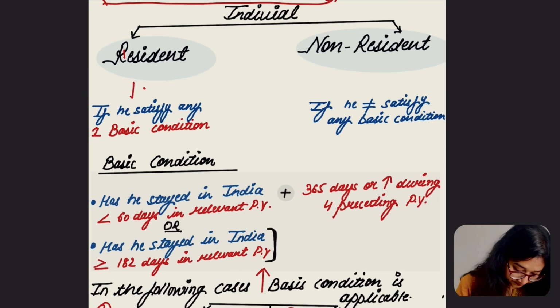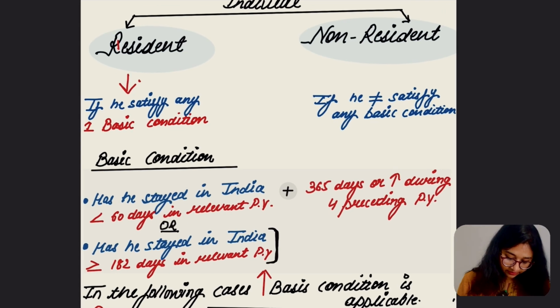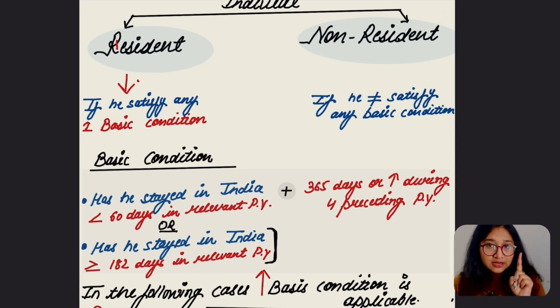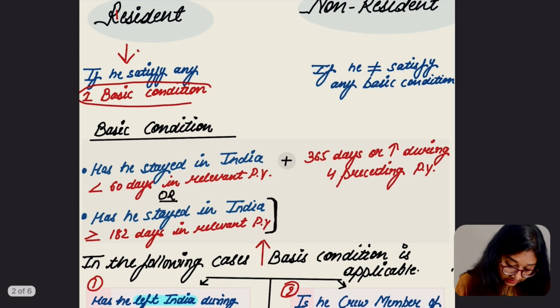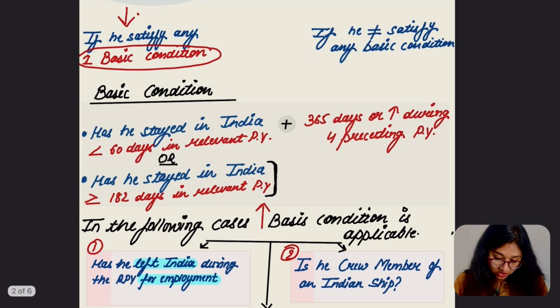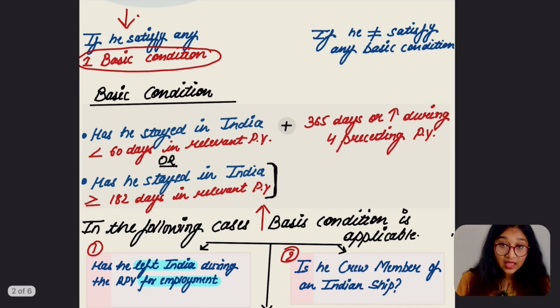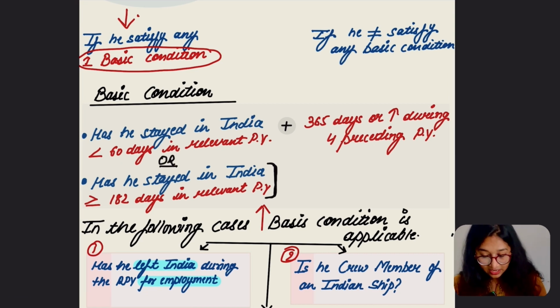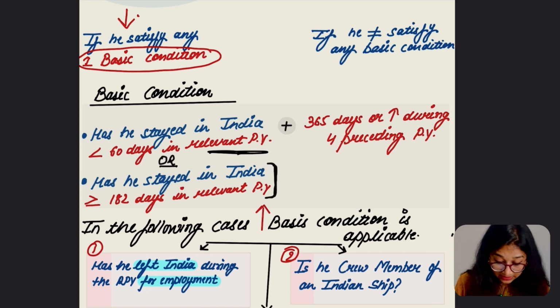Resident of India: if he satisfies any one basic condition, then he'll be known as a resident of India. But what are those conditions? We have to identify them. The condition says, and I have quoted it in question form: has he stayed in India for at least 60 days in the relevant previous year?